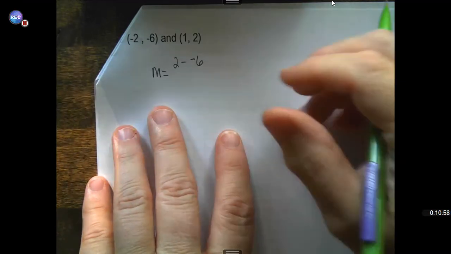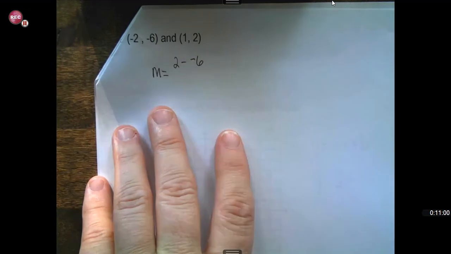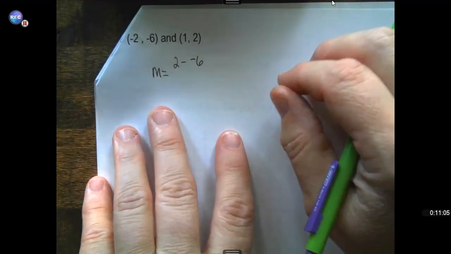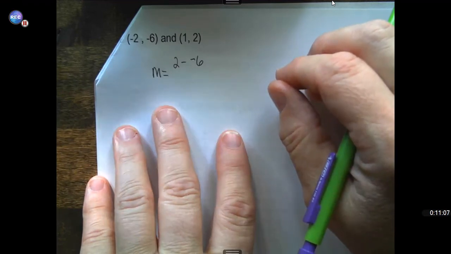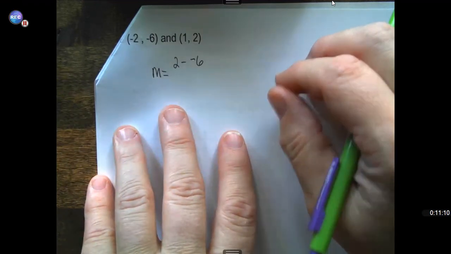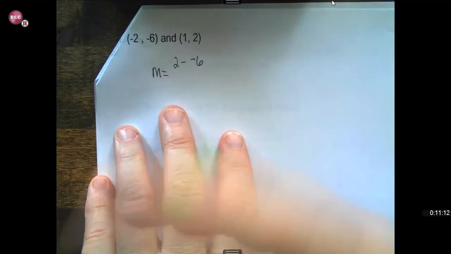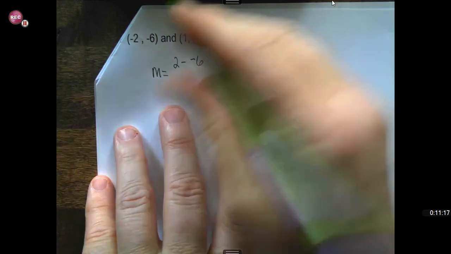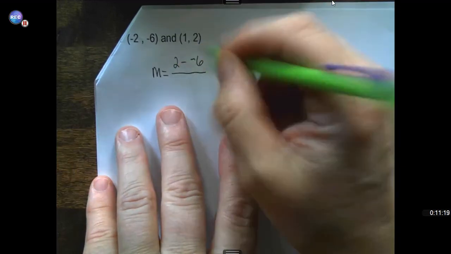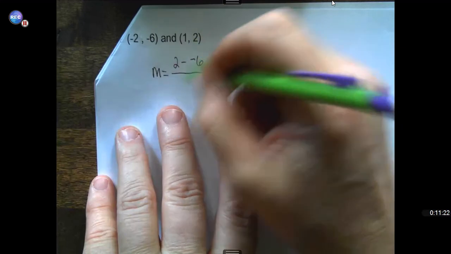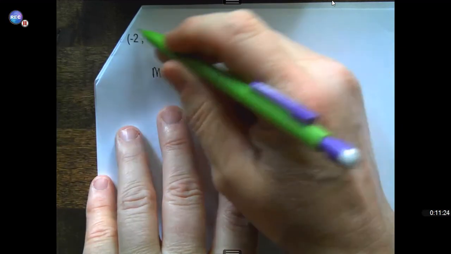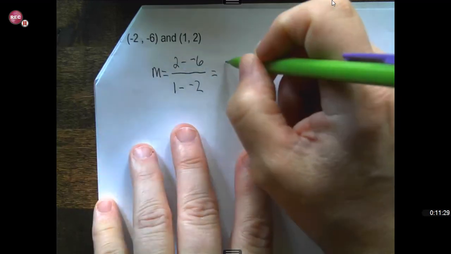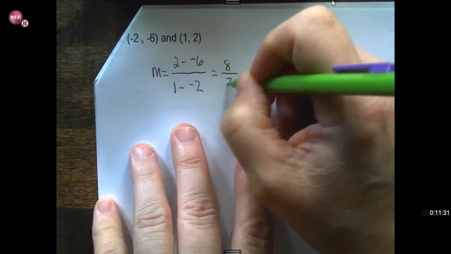People constantly, even in my pre-calculus class, try to get through these steps, not show their work, and it doesn't work. You need to show your work so you're consistent and you can look at it to confirm whether your answer is right and know that it is or isn't. So I'm going to do 2 minus negative 6, which means I have to do 1 minus negative 2. And then in the numerator, that becomes 8. The denominator, that becomes 3.